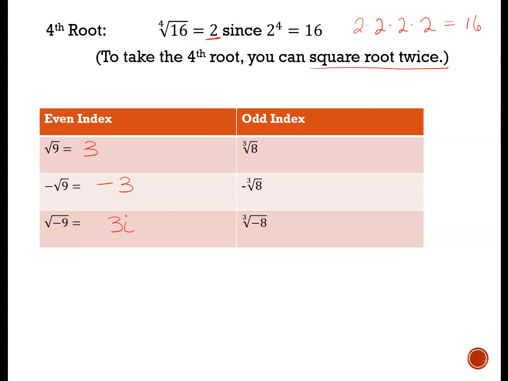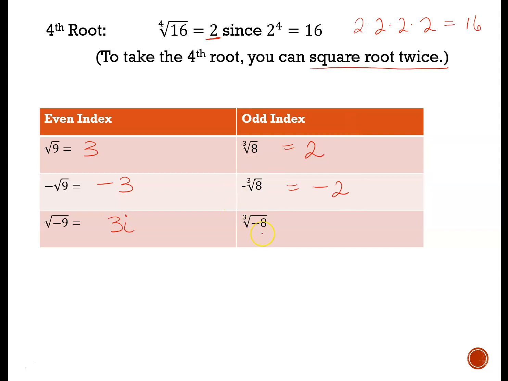All right, now look at these cube roots. The cube root of 8 is 2 because 2 times 2 times 2 equals 8. If there's a negative sign in front of the cube root, you keep the negative sign just like you do for a square root, and then you would answer, okay, the cube root of 8 is 2. So my answer for the whole thing is negative 2.